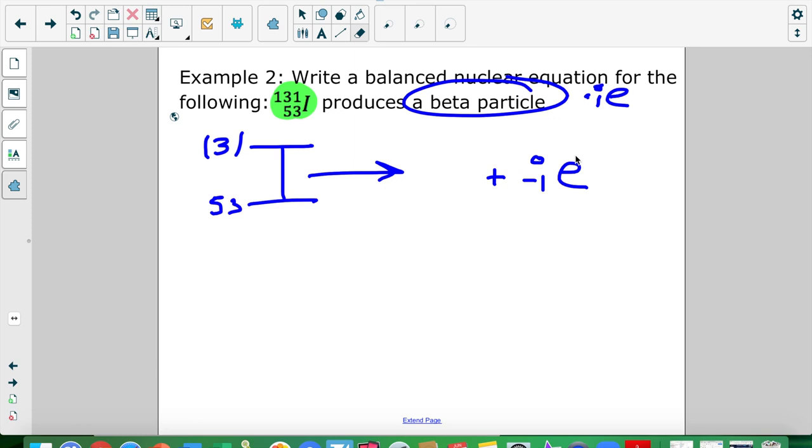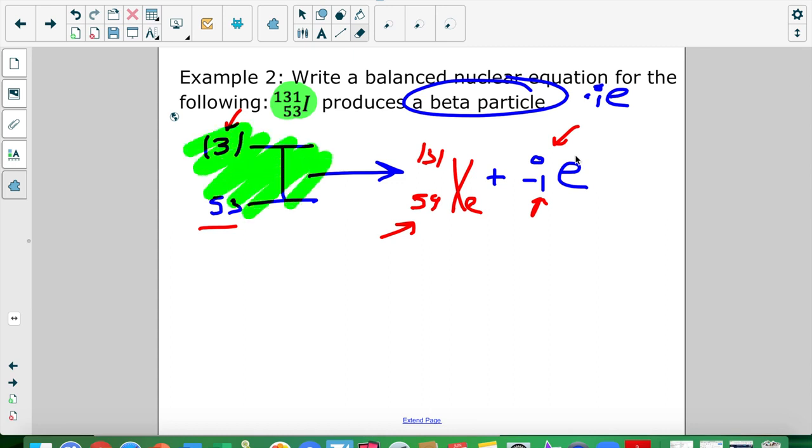So now you wonder and you think, okay, what number plus -1 equals 53? So that number is going to be 54. And what number plus 0 equals 131? So that's going to be 131. So now you go to the periodic table and you look at the element that has an atomic number of 54 and you realize that that's xenon. And that's it. All this is going to be your nuclear equation.